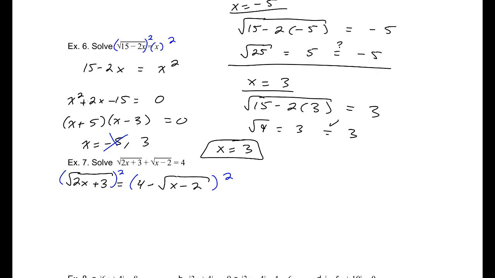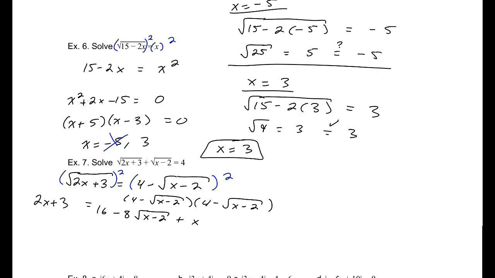Now the first of these is fairly simple, 2x plus 3. However, the second side is actually 4 minus the square root of x minus 2 times 4 minus the square root of x minus 2. It is that expression multiplied by itself, which would be 16, and then we should get minus 8 square root of x minus 2 plus x minus 2. In that third term, the square roots cancel. We're squaring a square root.